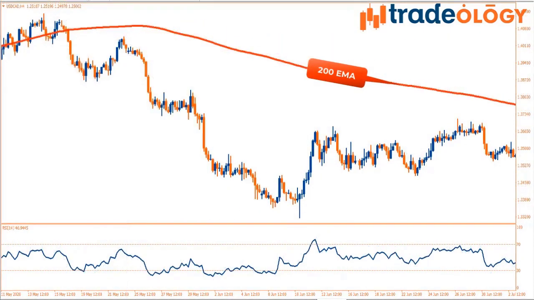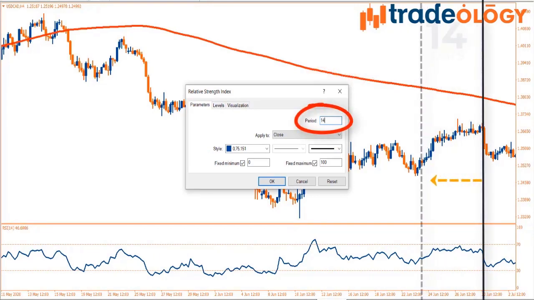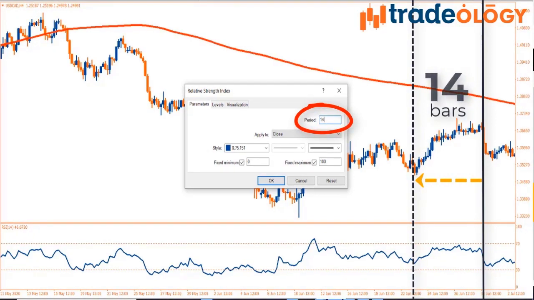RSI, just like many other oscillators, is initially set to a default period of 14. This means the indicator looks back at the past 14 bars on the chart you're viewing to calculate its reading. However, the default setting may not be the best for your trading style.